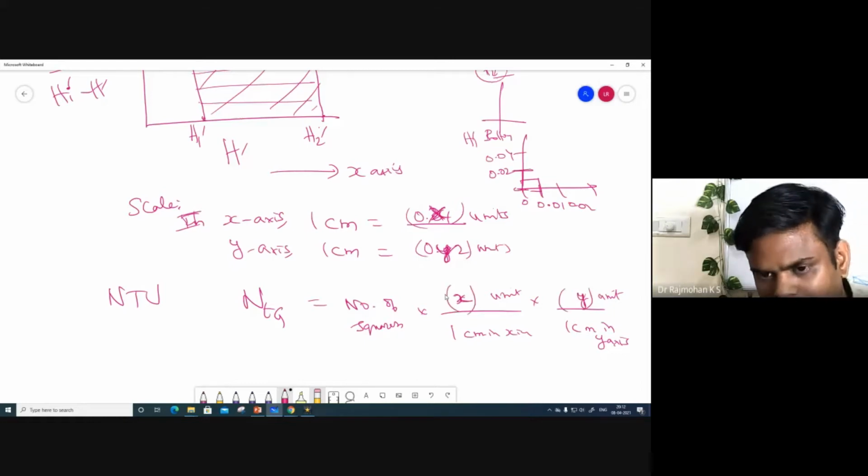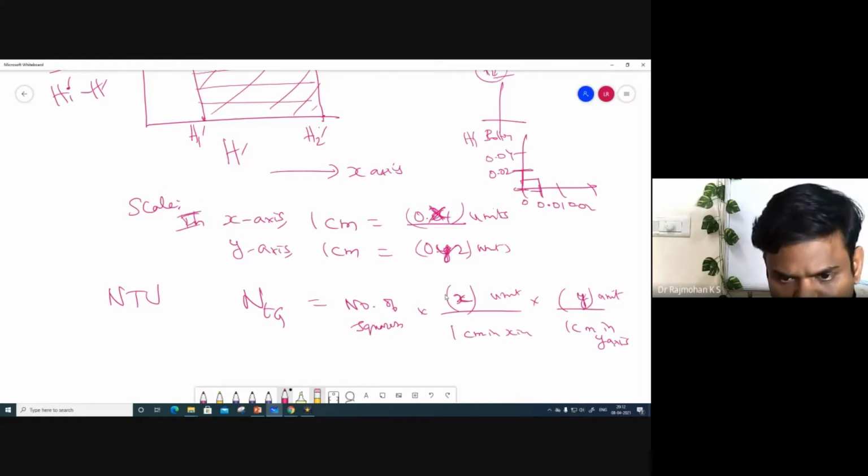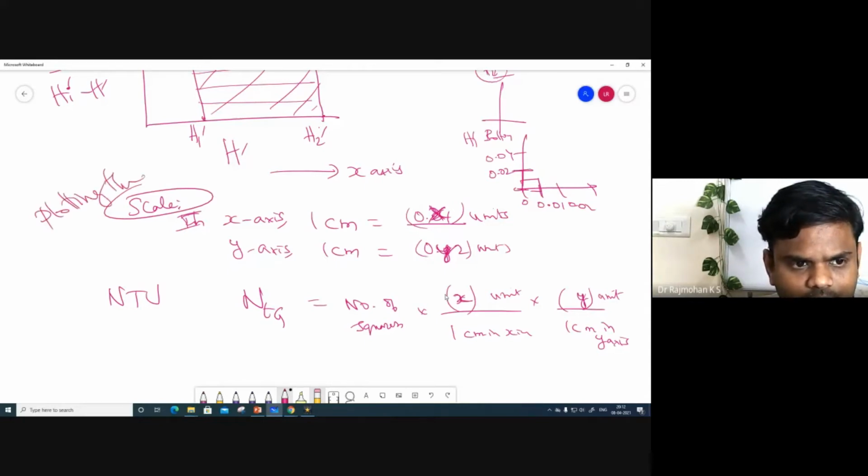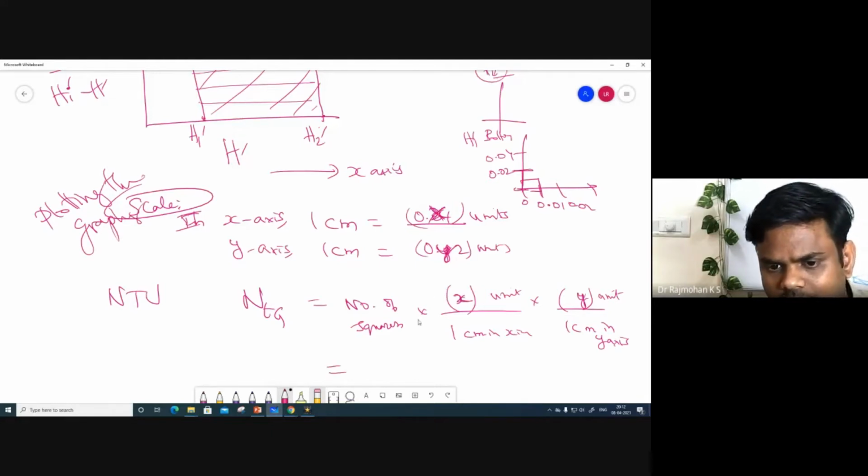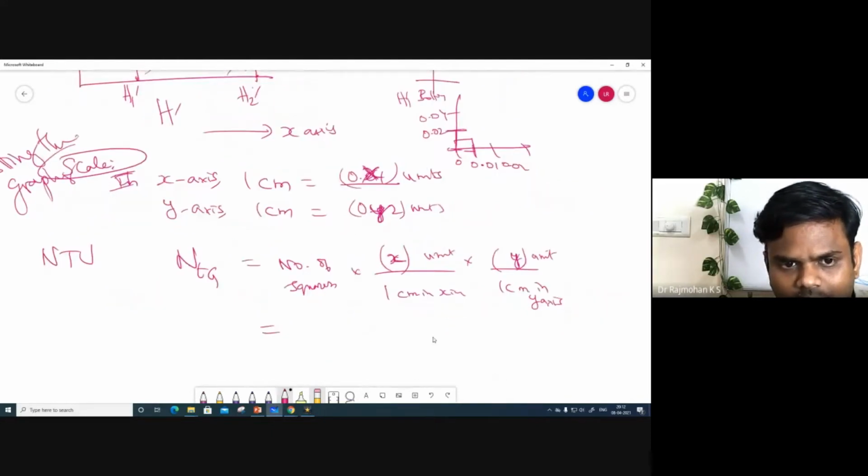It is up to the individual person plotting the graph; they may take any scale, right? So according to the scale you take while plotting the graph, we will get the number of transfer units equal to this much. For example, if I have 25 squares multiplied by this value of 0.01 into 0.02, we will get the number of transfer units.